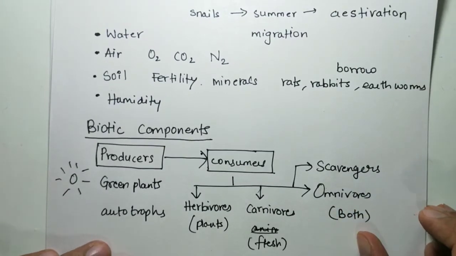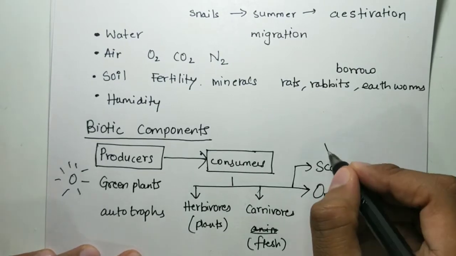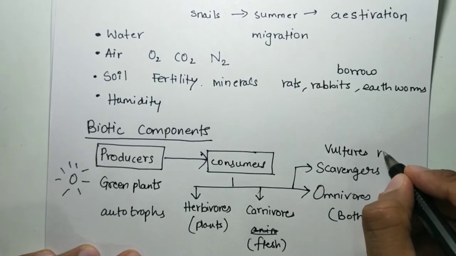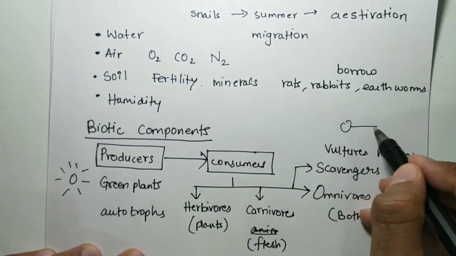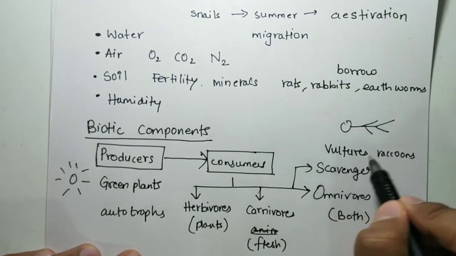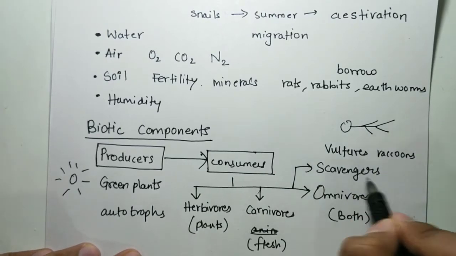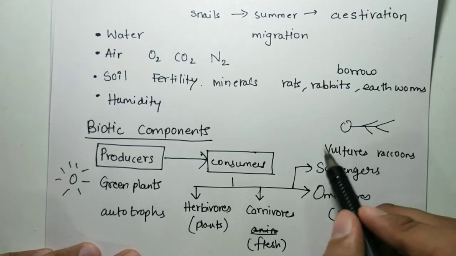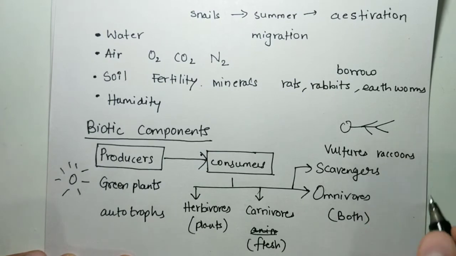What are scavengers? Scavengers are those which feed on dead animals, like vultures, raccoons. If there is a dead body lying like this, the vultures will come and they will eat the flesh of the dead body. That is why they are called scavengers. After the death of plants or animals, these vultures will eat the flesh of the dead animals.